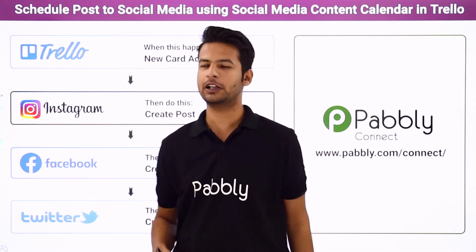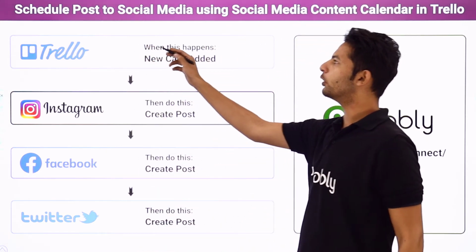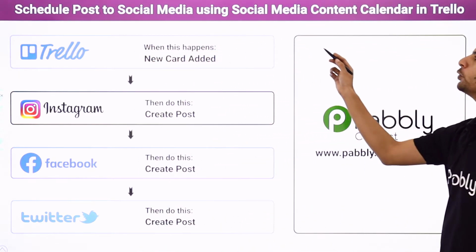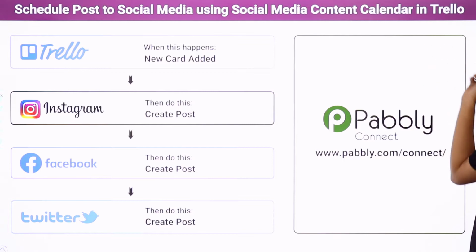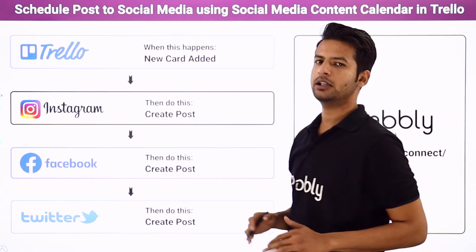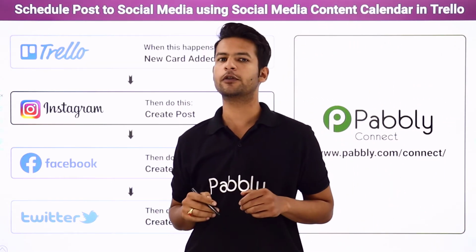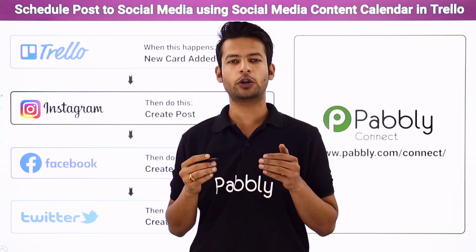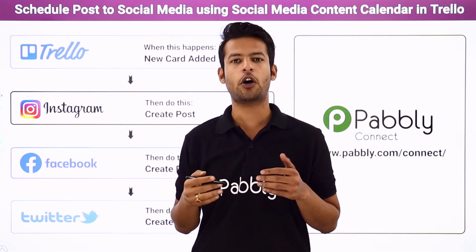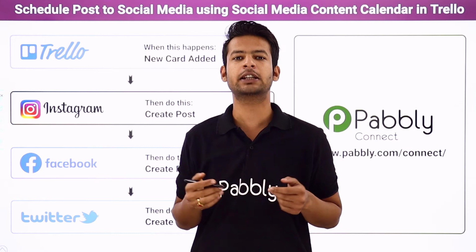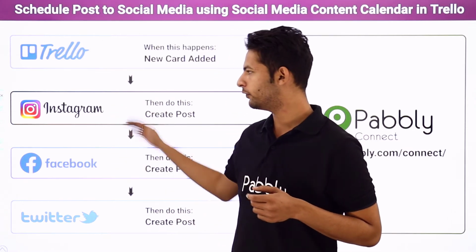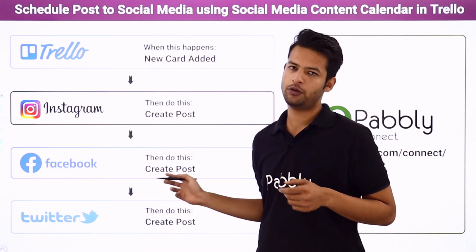Today in this video we will learn how to schedule posts to social media using a social media content calendar in Trello. Okay, so the idea here is, imagine you are a famous influencer. Now you want to post a new event every day or on alternate days on three platforms: Instagram, Facebook and Twitter.